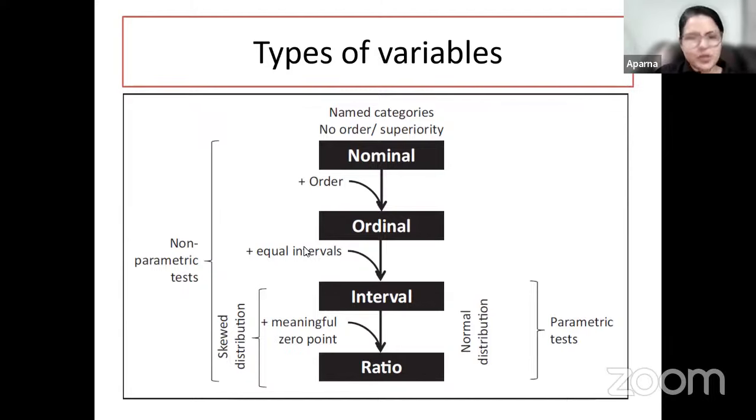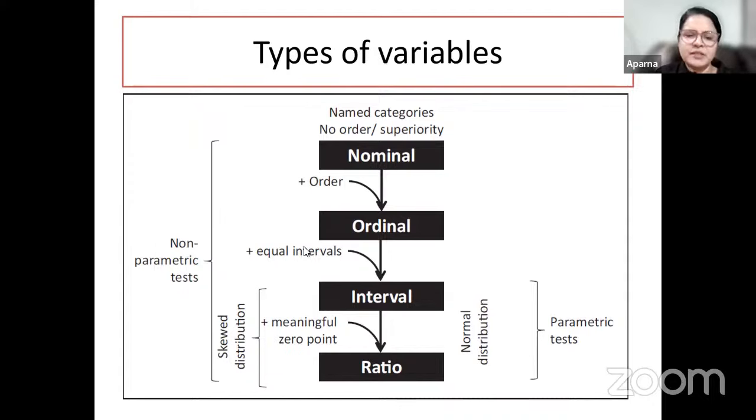So there are different types of variables as we discussed. So we have nominal, ordinal, interval, and ratio scale. Now, a nominal variable is a variable that only has a name. For example, country. You can have India, Pakistan, or United States of America. It doesn't have any value, any particular order or particular superiority.